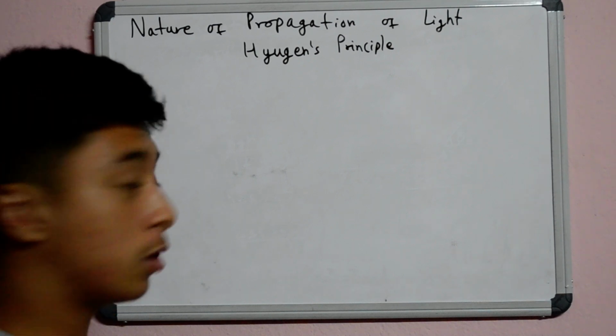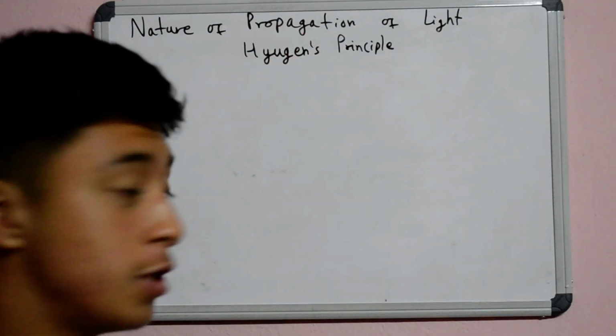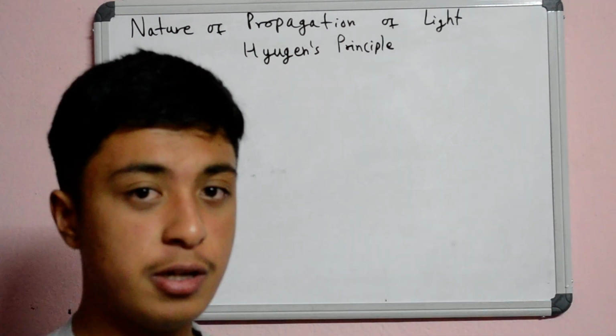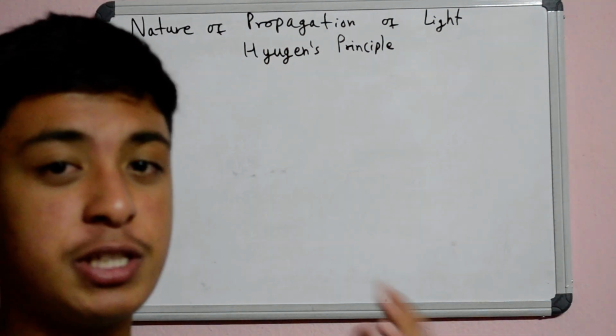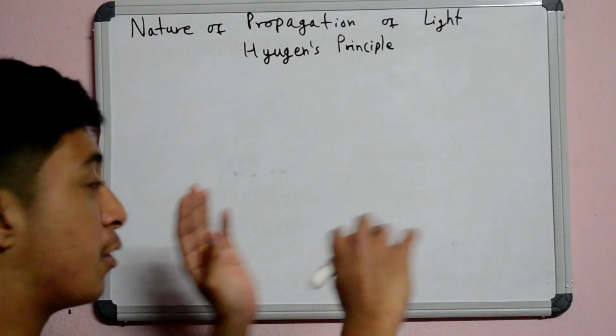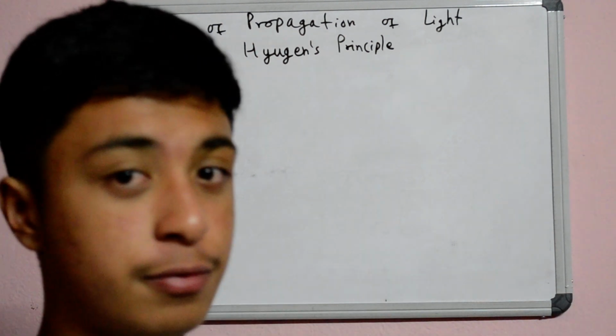Hello everyone, welcome to Nature of Propagation of Light, Huygens' Principle. Now here, Huygens' Principle states or defines a geometric method to find the secondary wavefront from the primary wavefront.